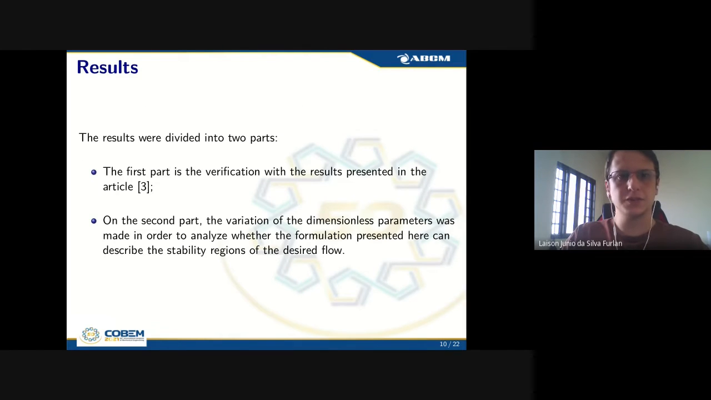So the results were divided into two parts. The first part presents the verification of the results obtained in this work. And in the second part, the variation of the dimensionless parameters was made to show the efficiency of this method to obtain results in the stability analysis.